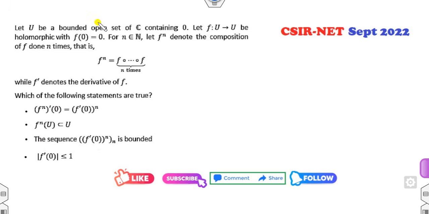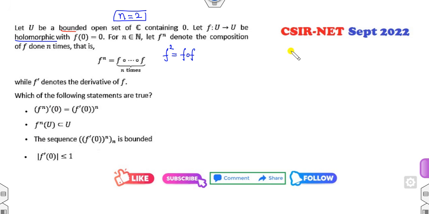Let U be a bounded open set of C containing 0. F is my holomorphic function. F of 0 is my 0. F of n is the composition n times. So let's say n is my 2. Then f of 2 is f circle f. Fine. Then which of the following statements are true?